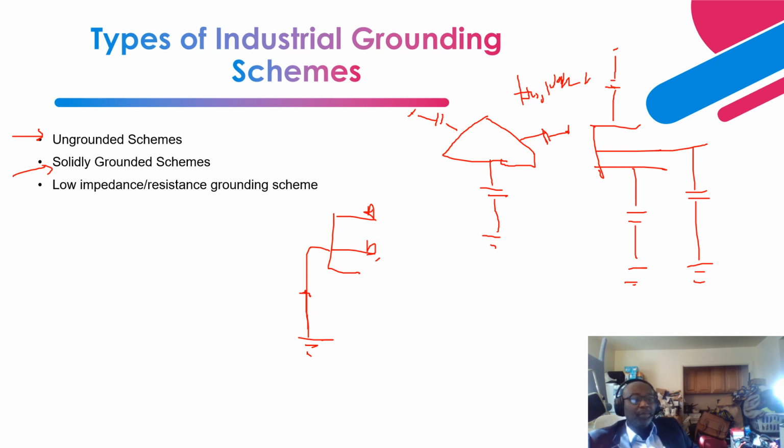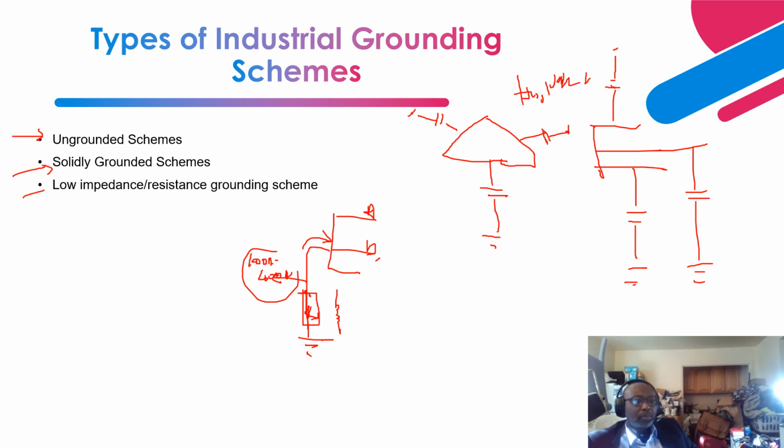Then you have low impedance grounding. With low impedance, you have a resistor with a calculated required resistance in the path. Or you can have a reactor in this path. The goal of this impedance or resistance is to limit the ground fault current to tolerable limits, for industrial facilities 100 amps to 400 amps, before it flows into the equipment.